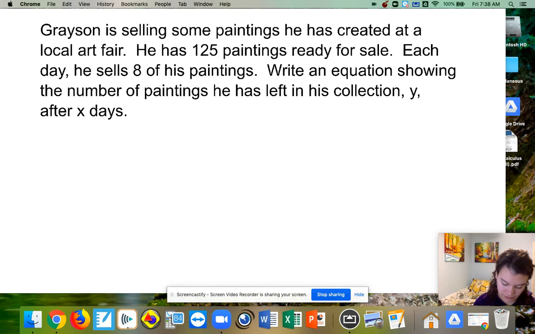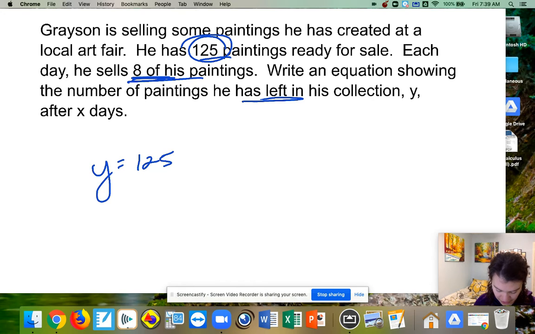All right, so now Grayson is selling some paintings he's created at a local art fair. He has 125 paintings ready for sale. Each day he sells 8 of them. Write an equation showing the number of paintings he has left. So here he's starting with 125, and then every day he's selling 8, or subtracting them. So y, we start with 125, and then we're subtracting 8 every day, so every x. And that's that one.